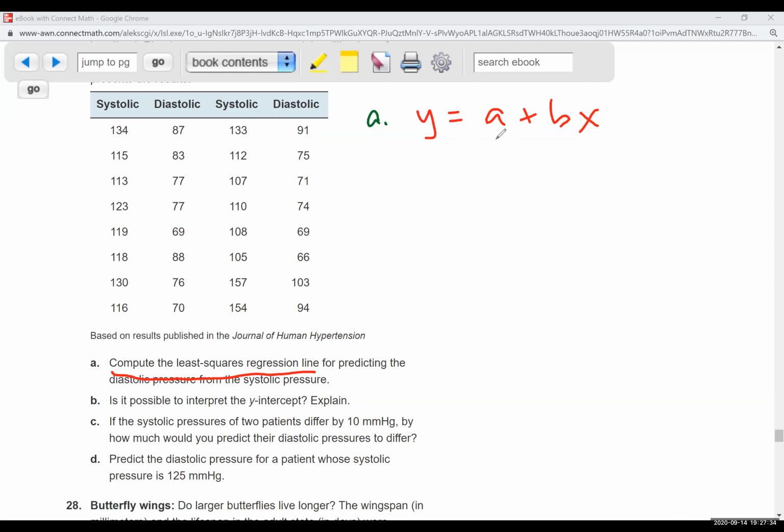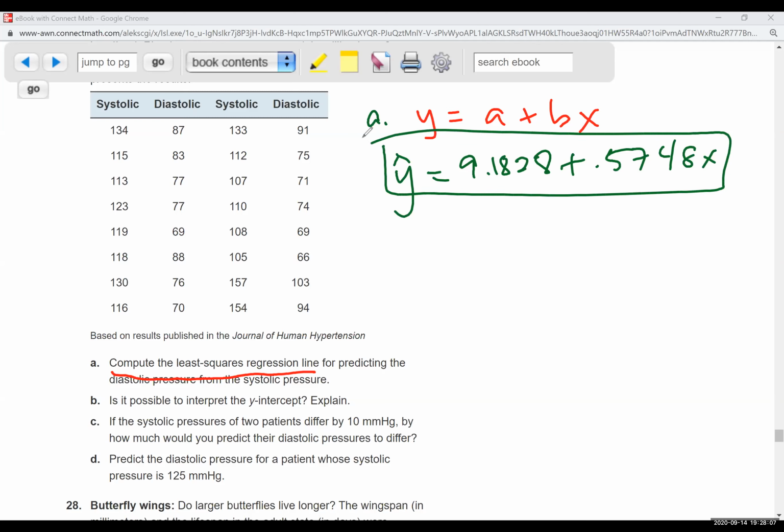So when you use StatCalc 8, you just have to copy A, what A is. So yes, 9.1828 plus your B is 0.5748, x. So this is the equation of the line. Okay, so whenever you see this, compute the least squares regression line, meaning we want the equation of the line.